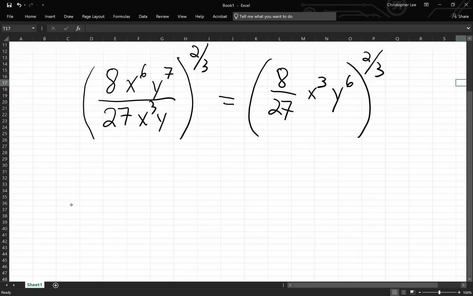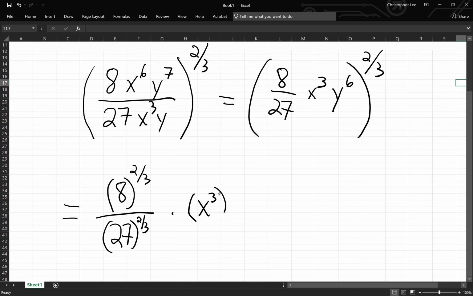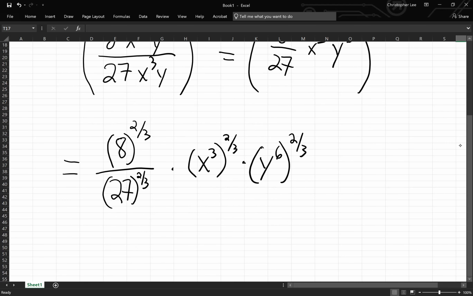Very good. We're going to distribute that 2/3 to everybody. So we're going to have 8 to the 2/3 power over 27 to the 2/3 power, times x to the third to the 2/3 power, times y to the 6 to the 2/3 power, right? Who remembers how to do the numbers? How do we do the numbers for this again? I forgot. What do I always do first?